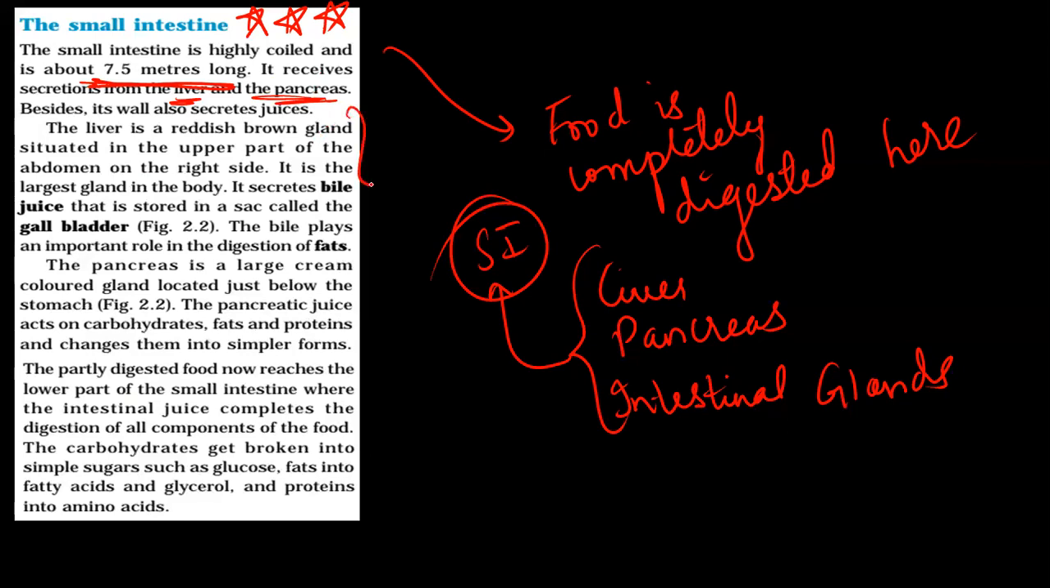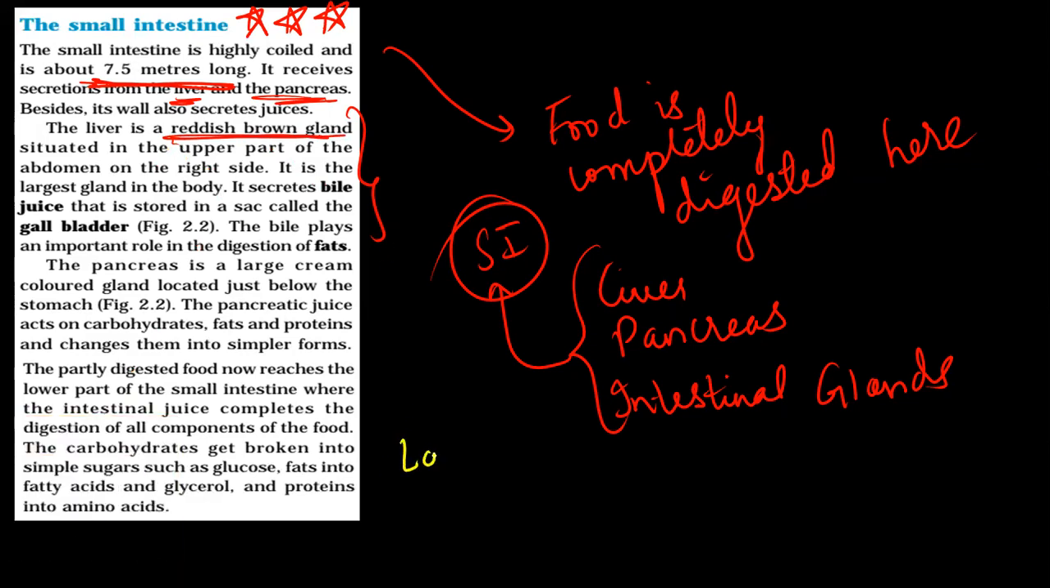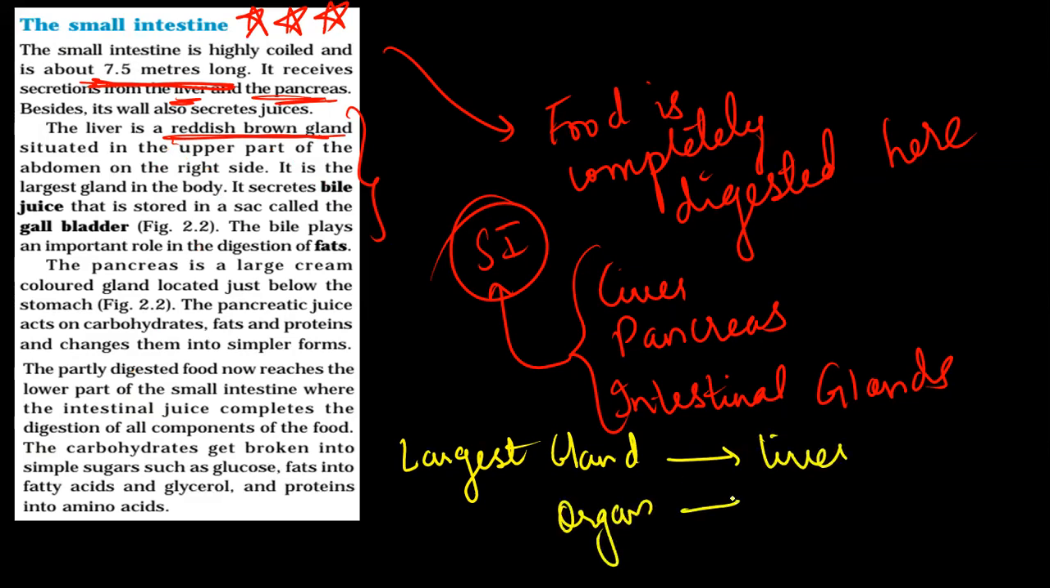So this is about the liver. It is a reddish brown gland, and it is the largest gland of the body. The largest gland is the liver, whereas the largest organ is skin. Important: the largest gland is the liver and the largest organ is skin.